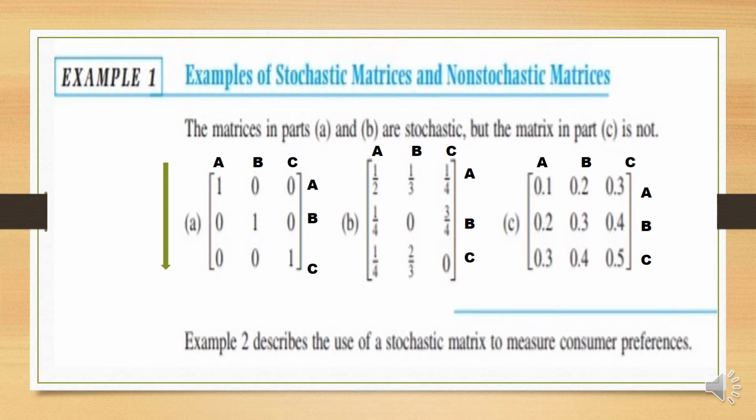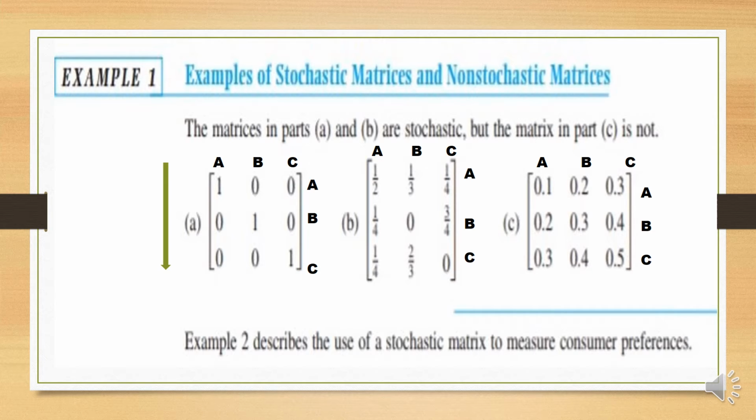So in part A, 1 plus 0 plus 0 adds up to 1. 0 plus 1 plus 0 adds up to 1. And 0 plus 0 plus 1 adds up to 1. While in part B, 1/2 plus 1/4 plus 1/4 is 1. 1/3 plus 0 plus 2/3 is 1. 1/4 plus 3/4 plus 0 is 1. So if we go in the vertical direction and the element values add up to 1, then the matrix is stochastic, and that is important.